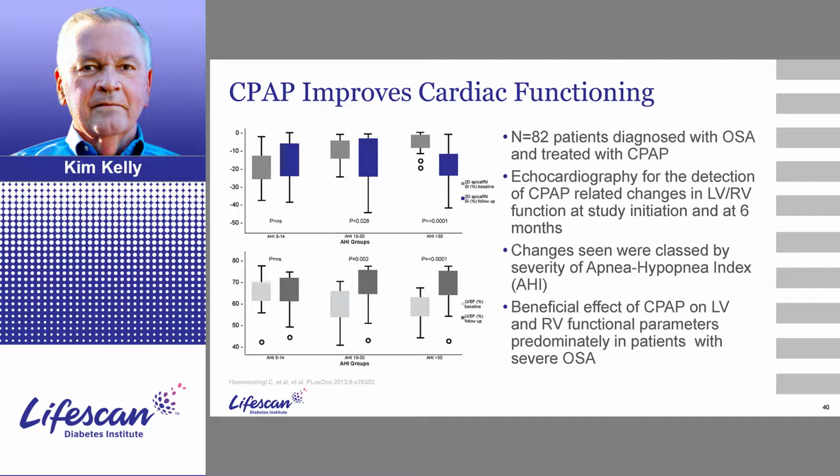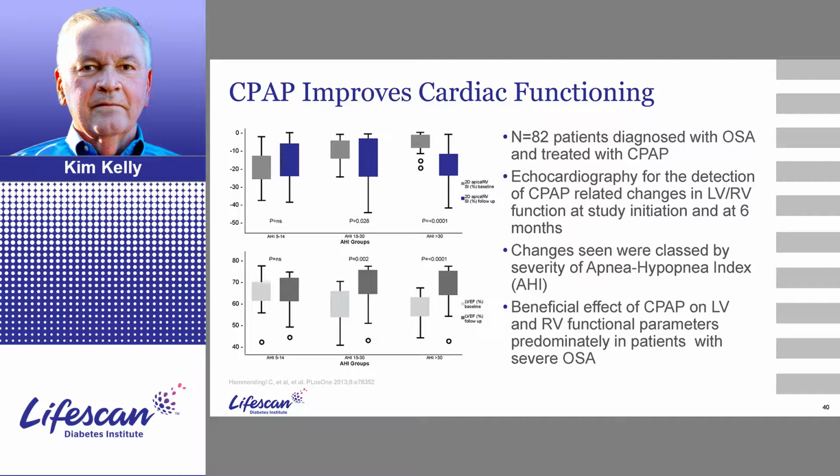CPAP also improves cardiac functioning. Here are two panels. The top panel looks at the strain on the ventricle. The gray bars are essentially strain depending upon your apnea-hypopnea index. All the way to the right, you see the gray bar at the highest. That's an AHI of greater than 30. And if you look next to them at the red bars, you'll see the effect of CPAP.